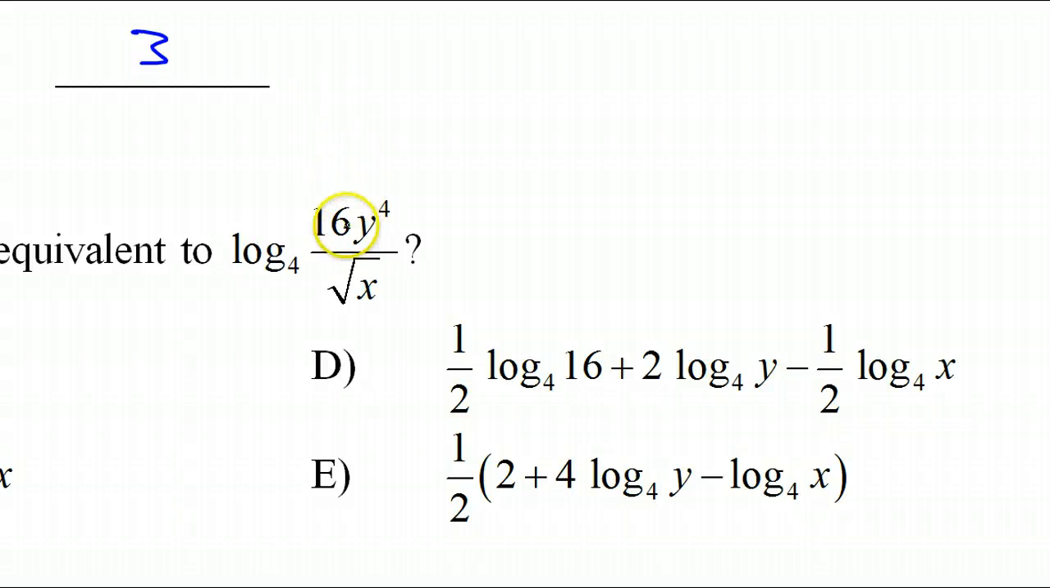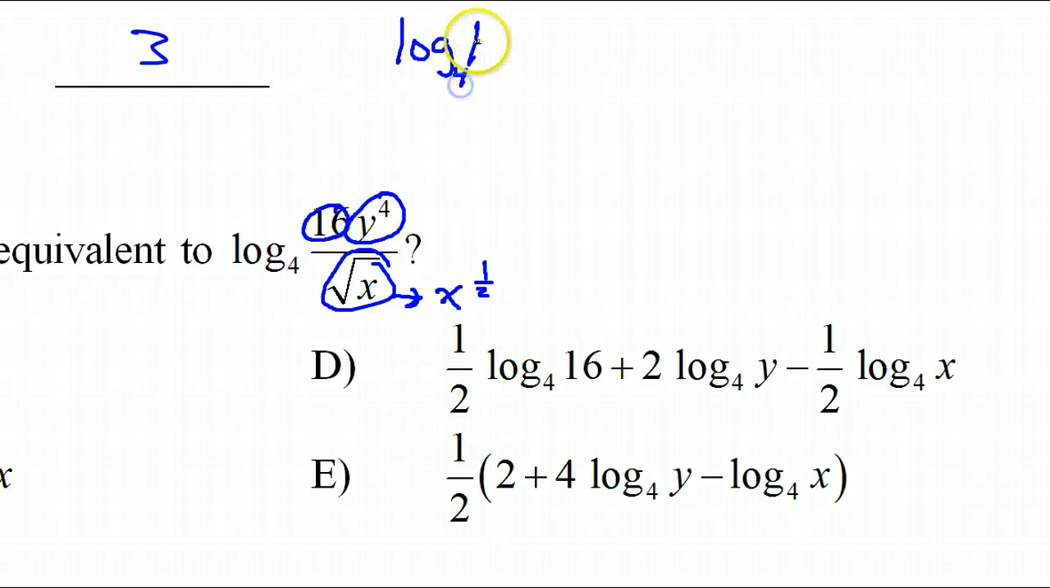So, expanding. So, look, when I look at this, I see 1, 2, 3 things. Alright, now keep in mind that this one on the bottom is like having x to the 1/2 power. So I'm going to make 3 different log terms. So that would be like this. Everything in the top is going to be a positive term. So I've got log base 4 of 16. That's positive. This is going to be positive.